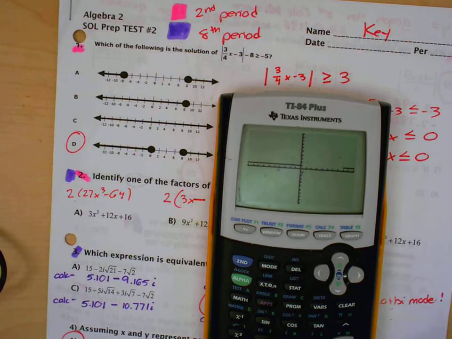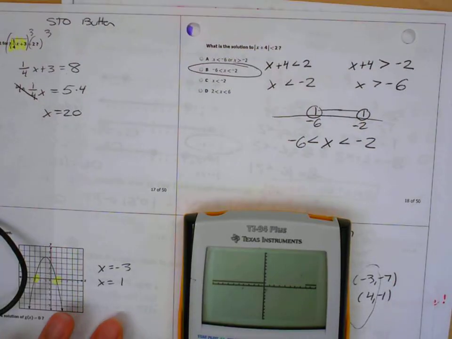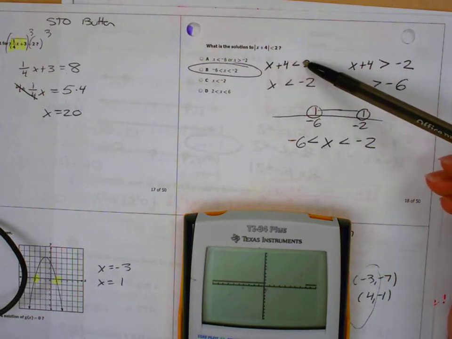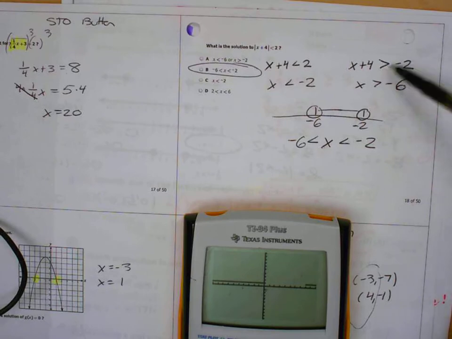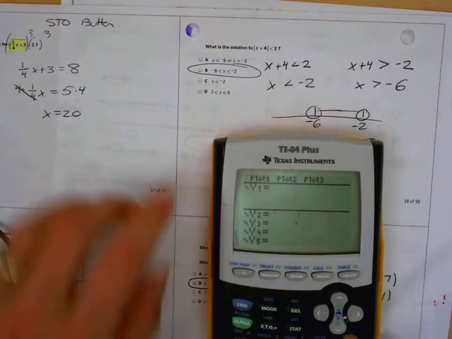So let's try one that wasn't a picture one. So on one of our word problems, again, I have an absolute value inequality. If I solved it by hand, I'd write it the first time exactly the same. The second time I flip the inequality and change it to negative. So on our calculator, here's how we would do it.